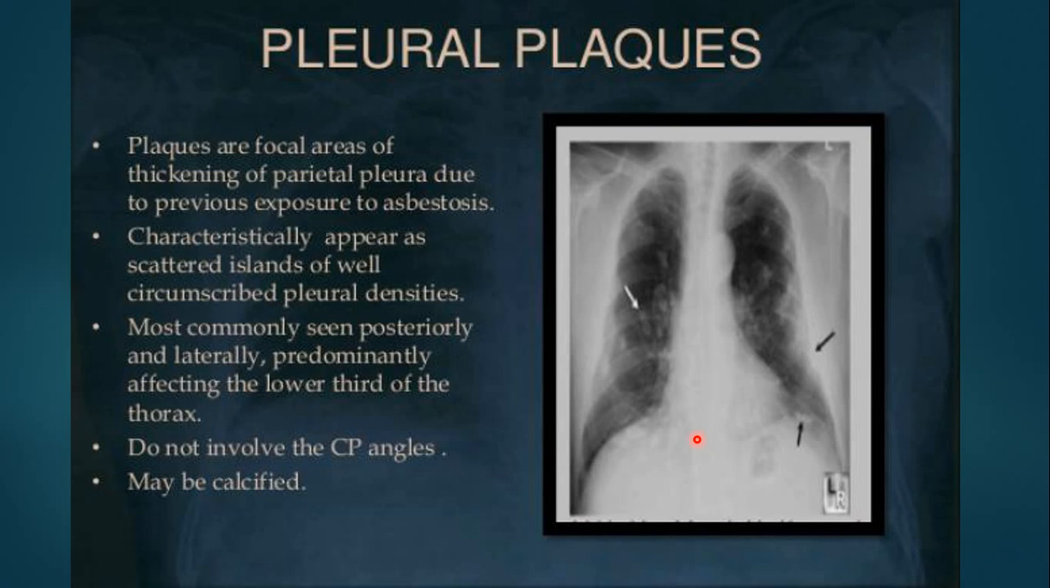Most commonly it's seen in the posterior aspect and the lateral aspect of the hemithorax. It's in the posterior and lateral parietal pleura, more in the lower third of the thorax. So you don't see much of them in the upper part, you see them in the lower part. And why is that? Because the asbestos fibers are heavy and they tend to go inferiorly, okay, not up. So the abnormalities will be in the inferior aspect, the middle and lower aspect of the hemithorax. They do not involve the costophrenic angle, and in fact most of the times they might be calcified, okay.